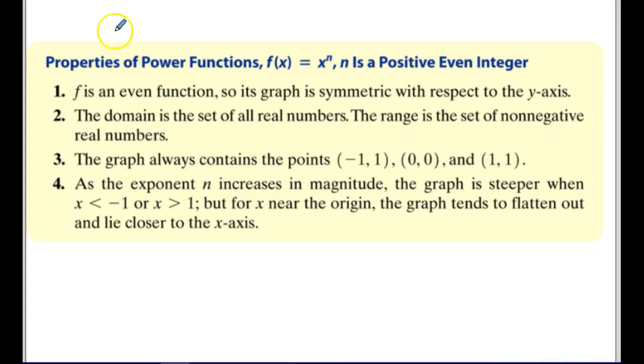So here are some properties of these power functions. If my exponent is even, these are the big things to note. Then f is an even function, so my graph is symmetric with respect to the y-axis. I can fold it across the y-axis and it'll be the same. My domain is all real numbers, and the range is all non-negative real numbers, so greater than or equal to 0. My graph will always contain the points (0, 0), (-1, 1), and (1, 1). And as the exponent increases in magnitude, the graph is steeper, but closer to the origin, it flattens out. Just what we looked at on that last page.